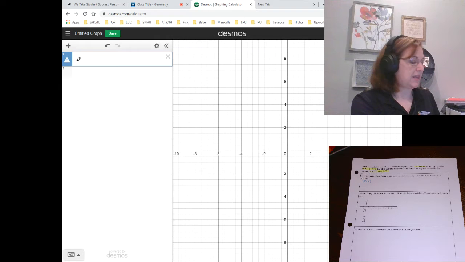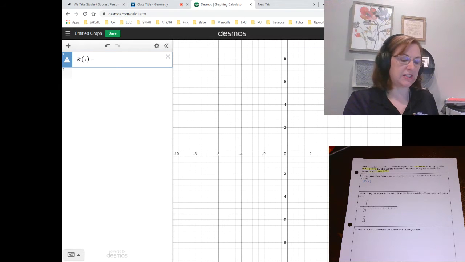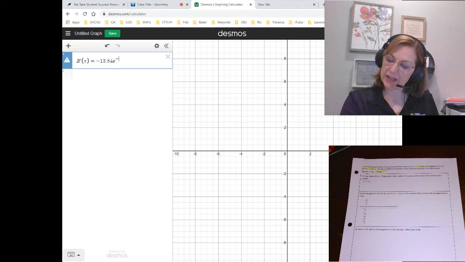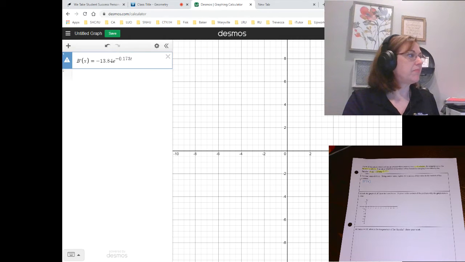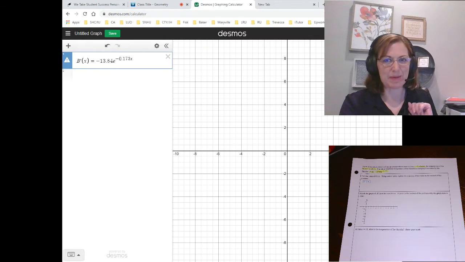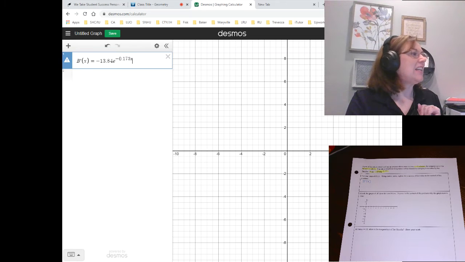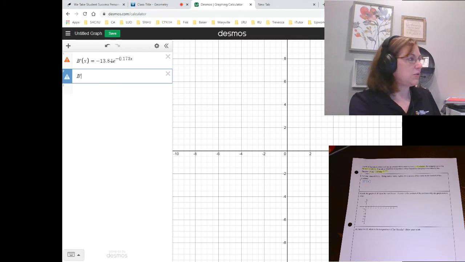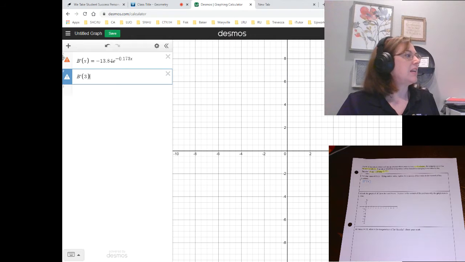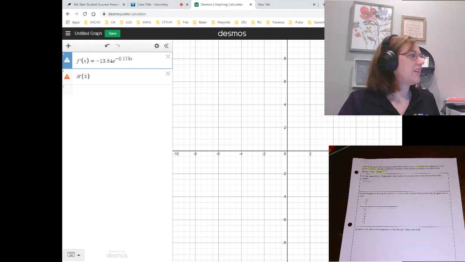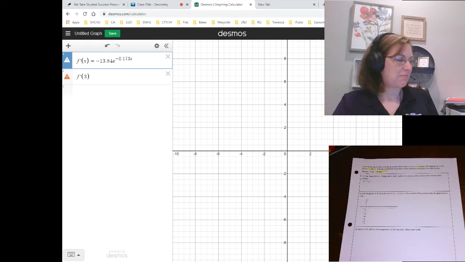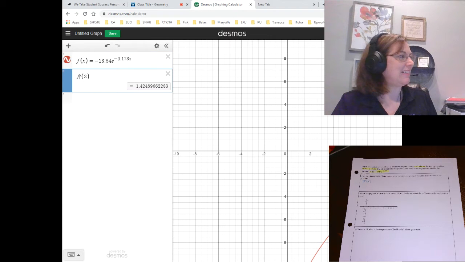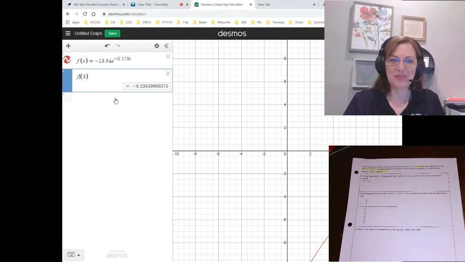Let's see, I'll do b prime of x equals, because I like to use the same labels. That way I don't get confused. Negative 0.173t. Oh, got to do x. Forgot about that. Desmos only understands x. And then friends, notice I can go to the next line and do b prime of 3. It's giving me an error here. Okay, so let's just label it f prime. And I don't think it wants to do the prime, so we'll do f. How about that? F of 3. There we go.